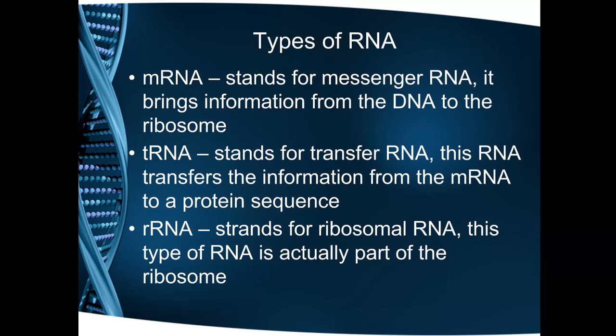Lastly is rRNA, and rRNA is ribosomal RNA. And basically all that is the stuff that makes up the ribosome. Okay, so it's kind of weird thinking of an organelle being made up of one component, the RNA, but that's kind of what the ribosome is.